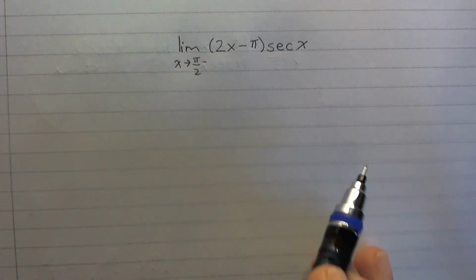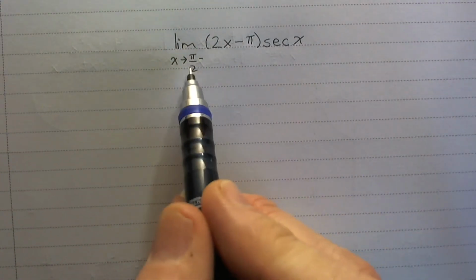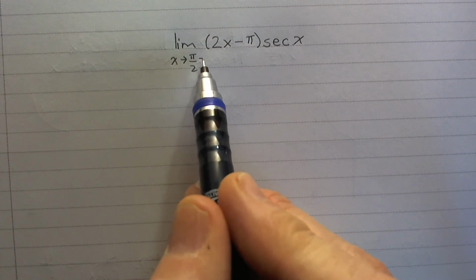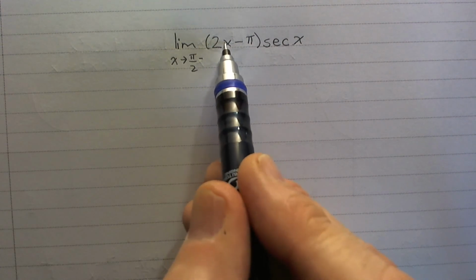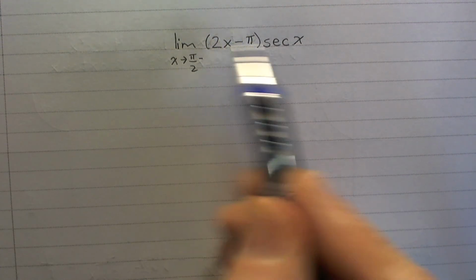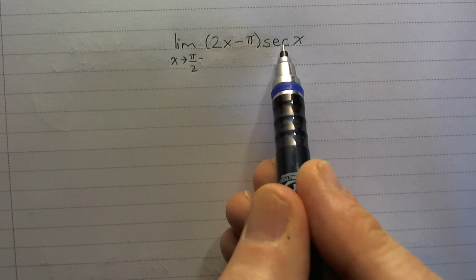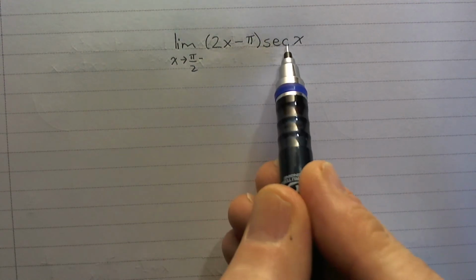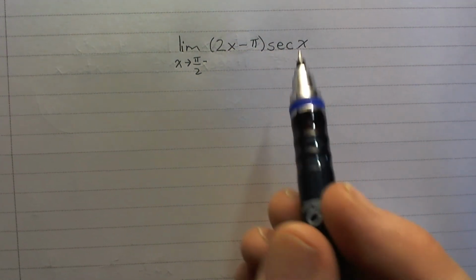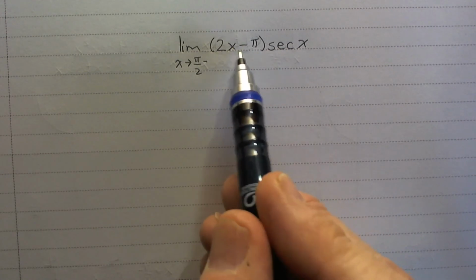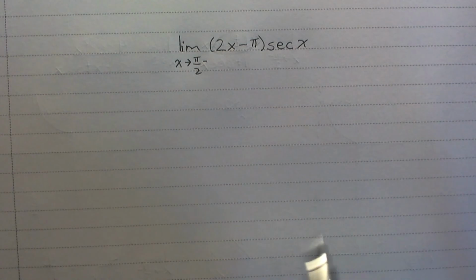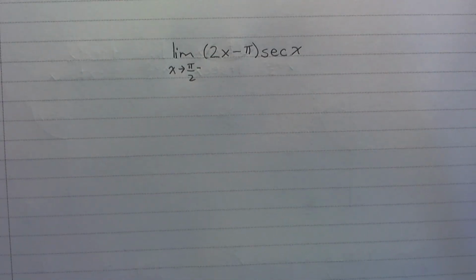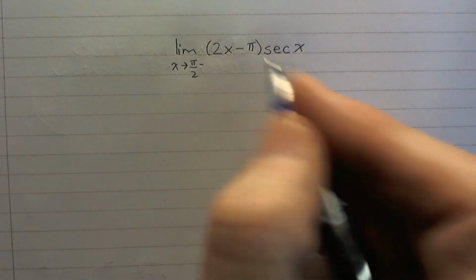Now, let's look at a different one. Here is another example where we have the limit as x goes to pi over 2 from the left, and notice that if I plug in a pi over 2 in here, I'll just get 0. And over here, as x goes to pi over 2 from the left for secant, it goes off to infinity. So we have this situation where we have 0 times infinity. And you might want to remember the graph that secant has asymptotes at pi over 2. So let's see what we could do here.